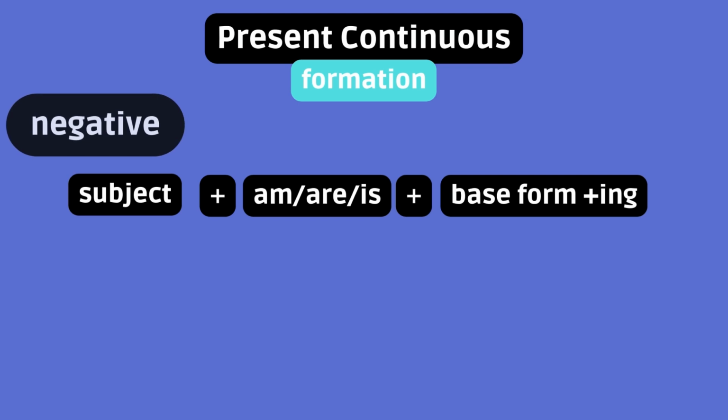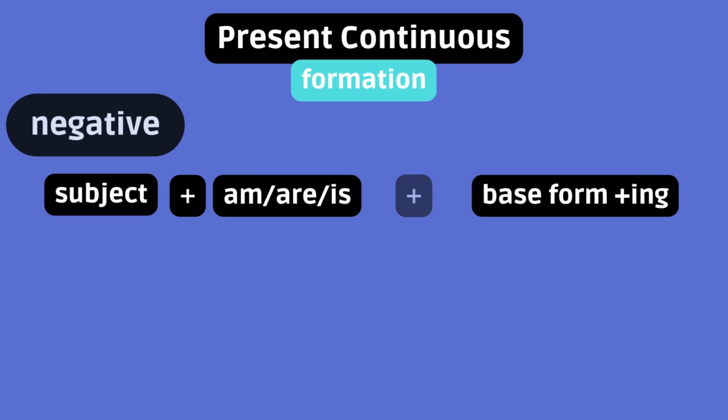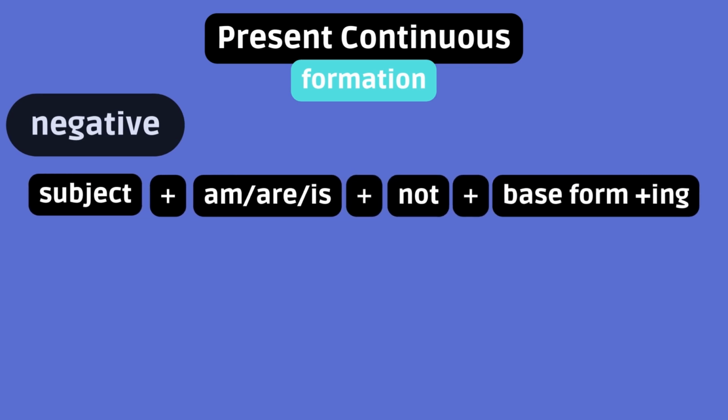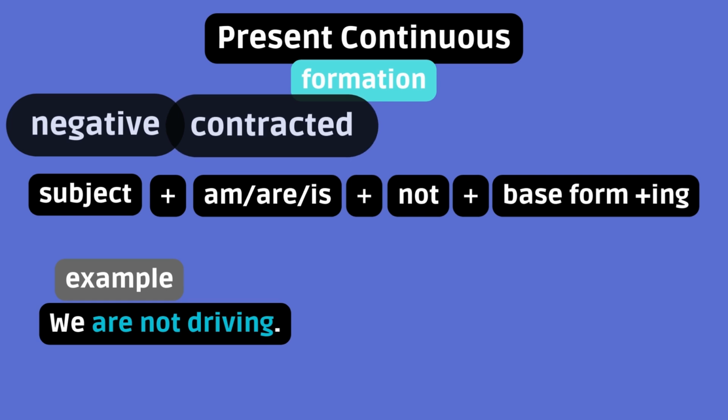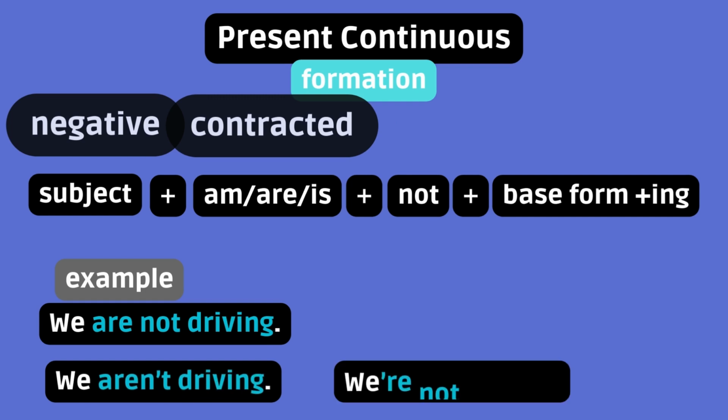The negative form requires not between your two verb words. Example: we are not driving. Or use one of its contracted forms. We aren't driving. We're not driving.